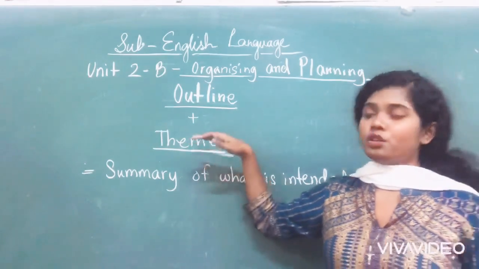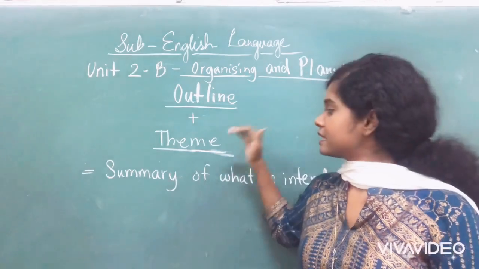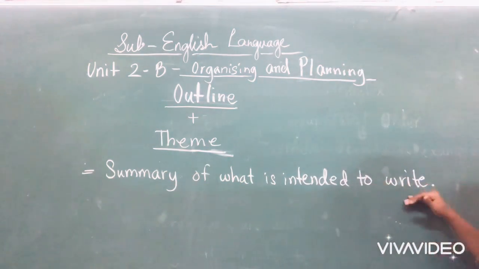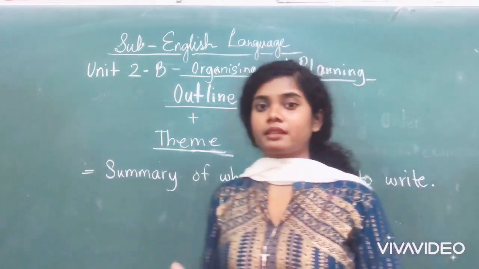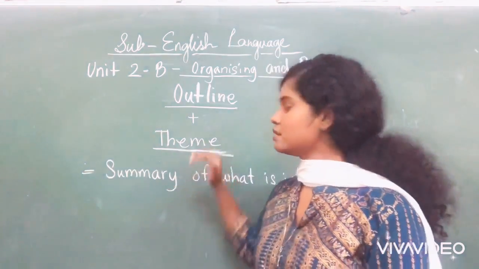Now for the next part of organizing and planning for your composition, planning includes outline and theme. We have already discussed what an outline is. If we see theme, theme is the summary of what is intended to write. What we are going to write next, the whole plan, comes under theme.